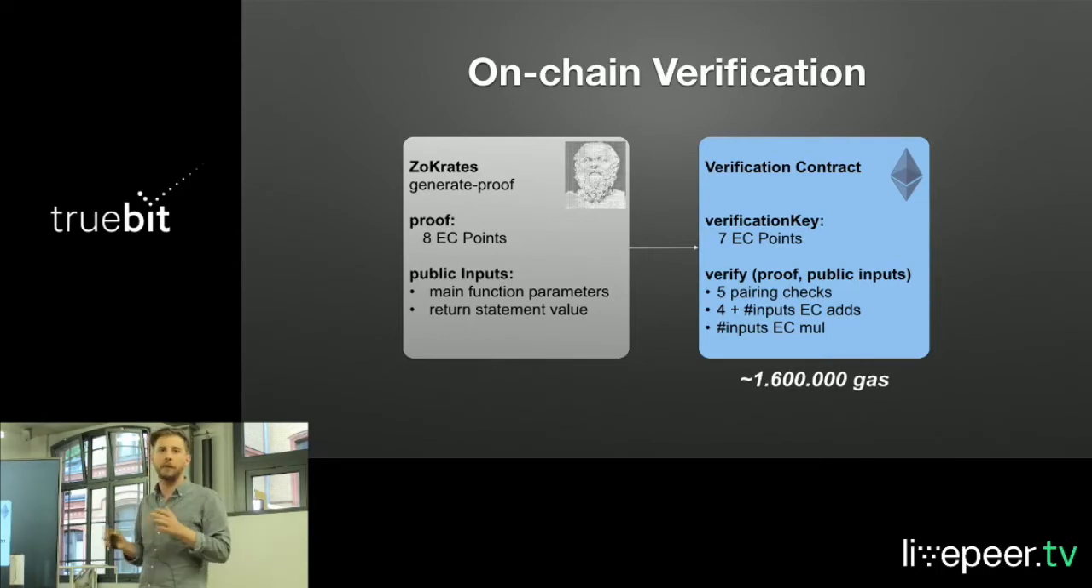Okay, so for the on-chain verification, in ZoKrates, we generate a proof in the end. It consists of 8 elliptic curve points. In the formalism we're currently using, there are more efficient ones, and then we can bring the verification cost down to about a third. It's just not implemented yet.